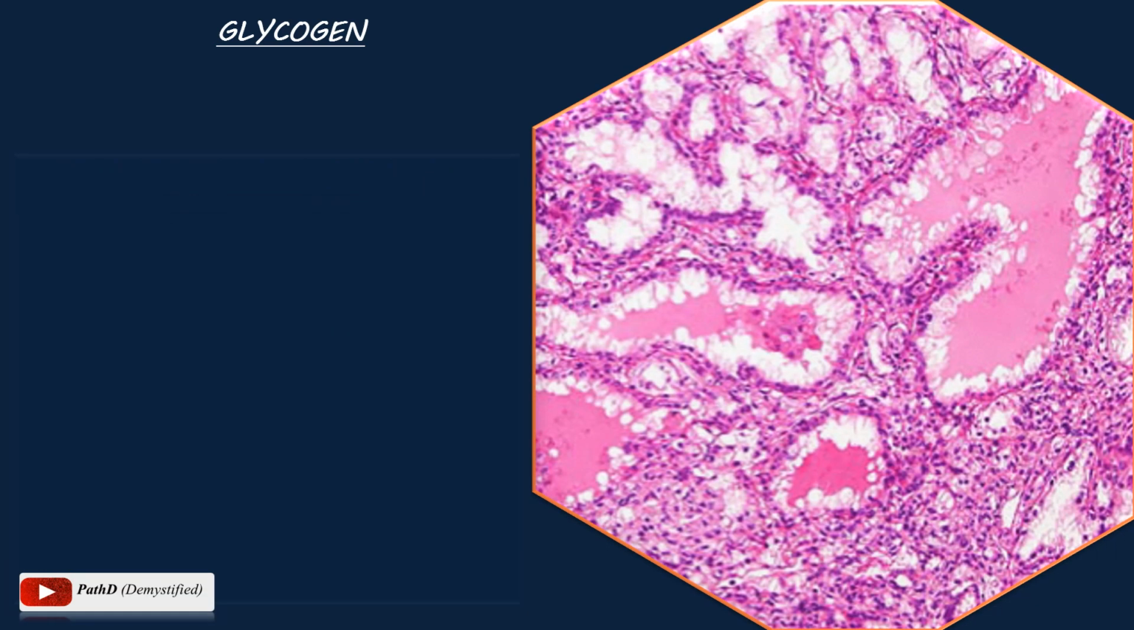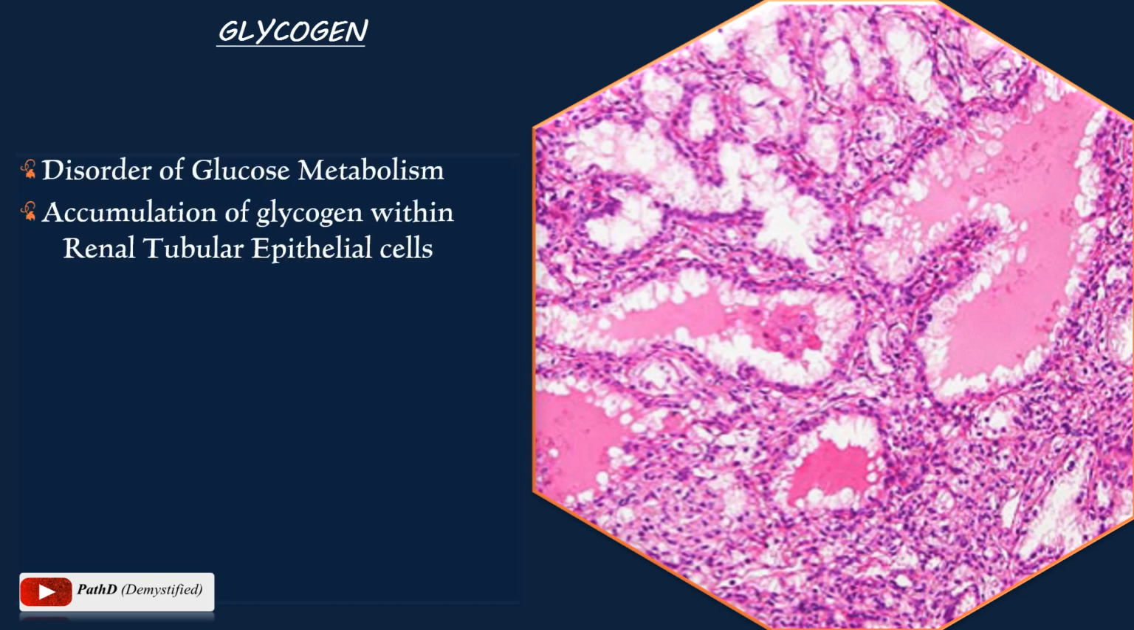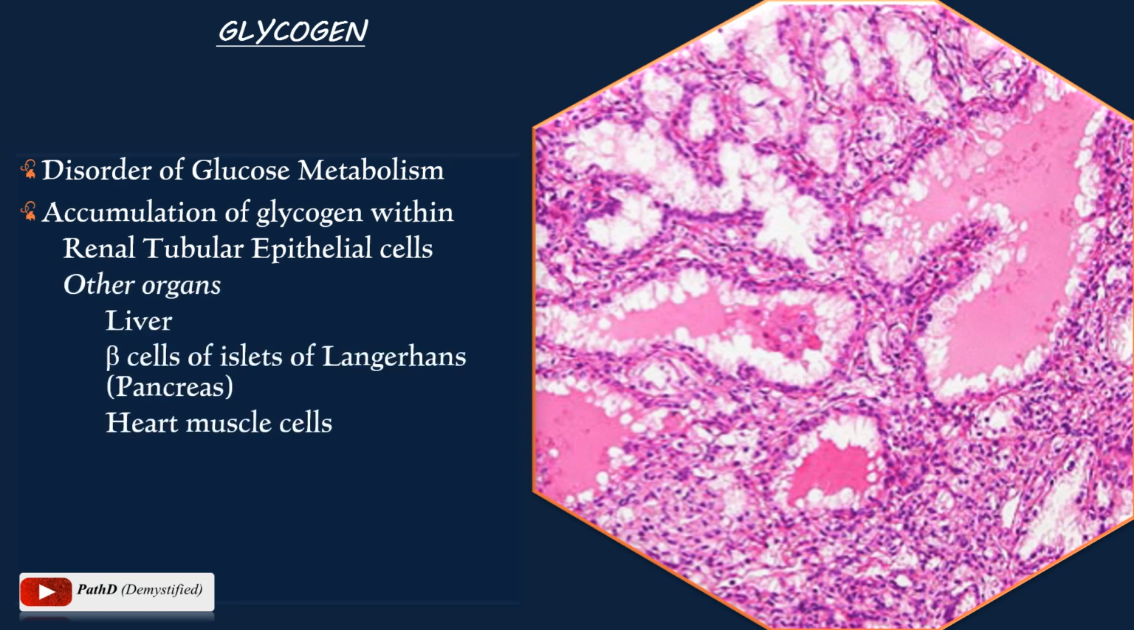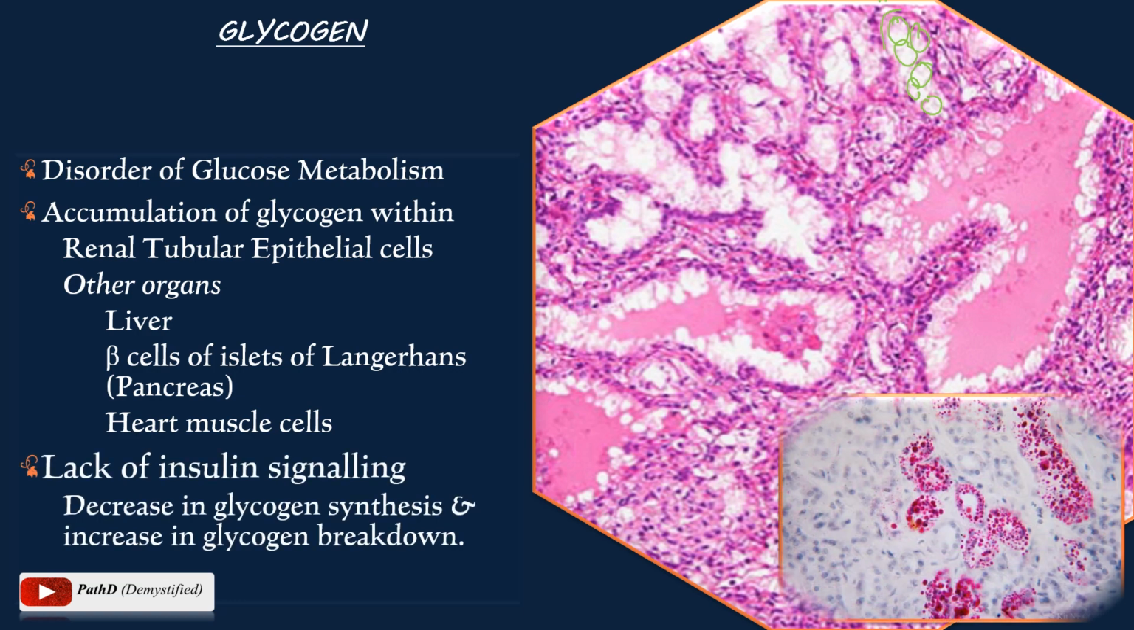So the very first example of accumulation of glycogen is in the disorder of glucose metabolism, which is diabetes mellitus, in which there is accumulation of glycogen within the renal tubular epithelial cells especially. And how does it appear? These are the renal tubules, and you see these empty vacuoles appearing as vacuolar degenerations are actually glycogen. And again, when we treat this section with PAS, these empty vacuoles take up a rose or violet pink color.